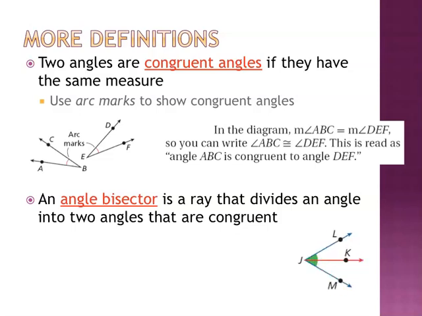So here, for example, we have this ray JK, and we can see here that angle LJK and angle MJK are congruent to each other. So we would say that ray JK bisects angle LJM. And so those two angles are congruent to each other.